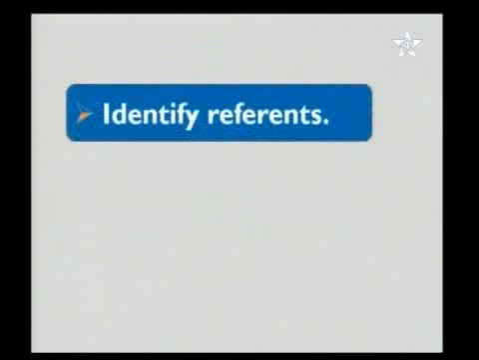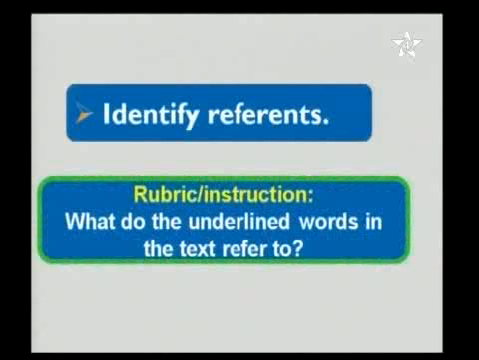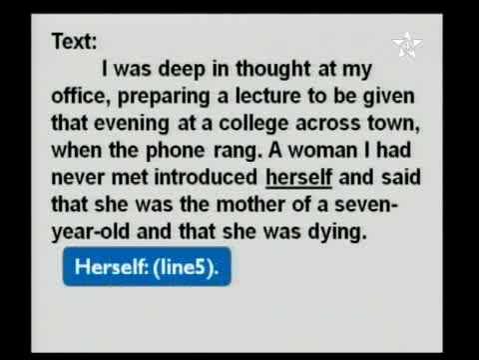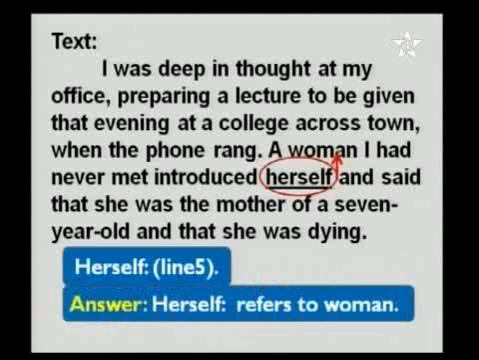Now, one other kind of exercise: identify reference. The rubric we use is: what do the underlined words in the text refer to? Here is the text again. Look at the word herself. It's underlined. It's in line 5. So the question: what does the word herself refer to in the text? Answer: herself refers to a woman.